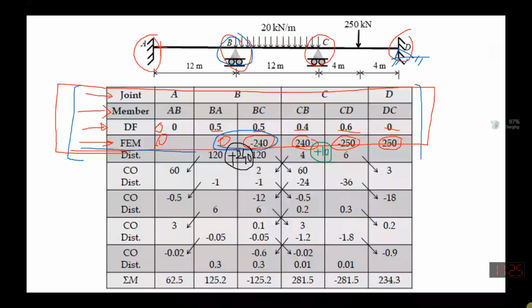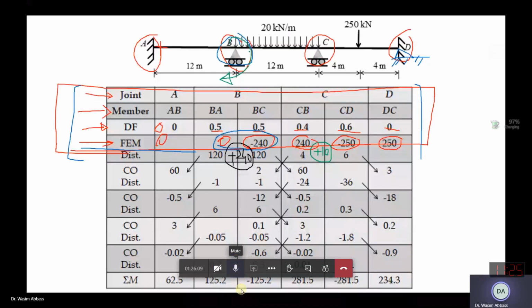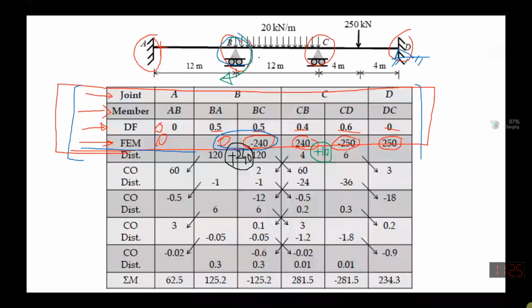Now, this 240 is the moment at this joint, which should be distributed to the ends. How will we distribute it? Can anybody tell me? Sir, the distribution factor we calculated above, multiplied with this plus 240, with 0.5, and you see here it is written as plus 120, and here also 120. Do you understand where this plus 120 came from? And similarly over here we got 4 and 6. Is it clear? Sir, please repeat. I'll repeat it.